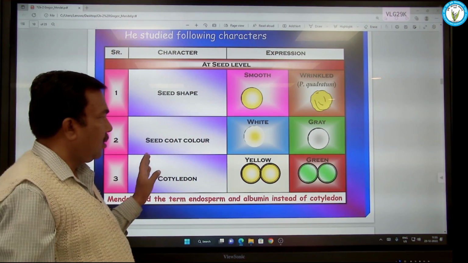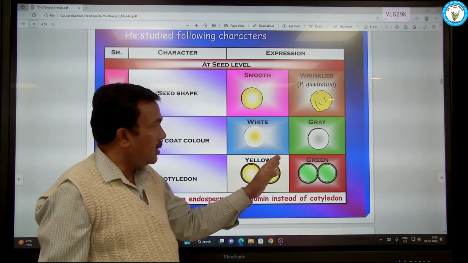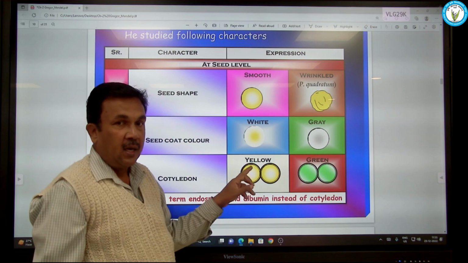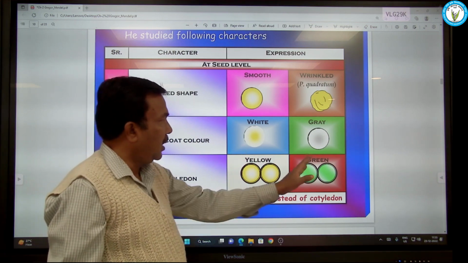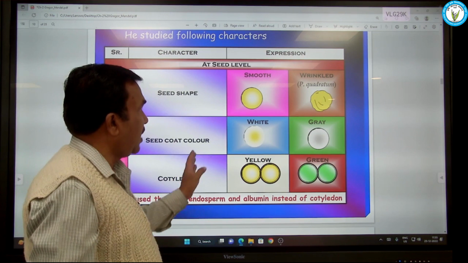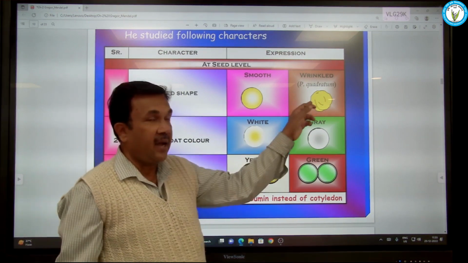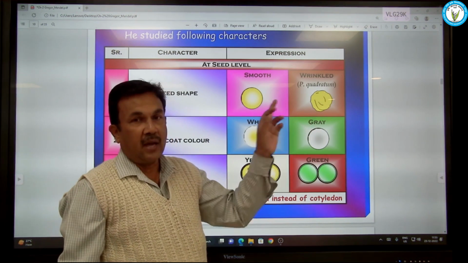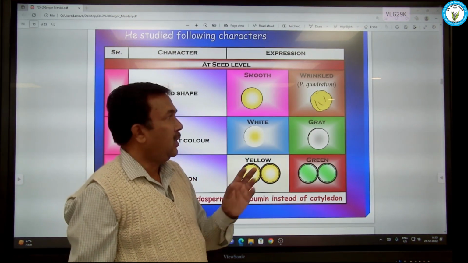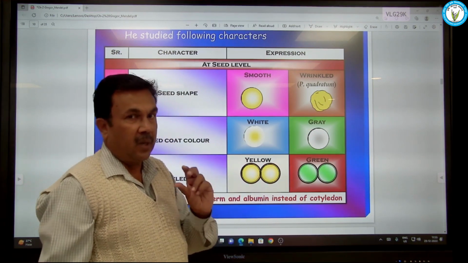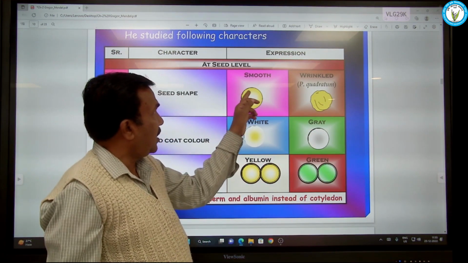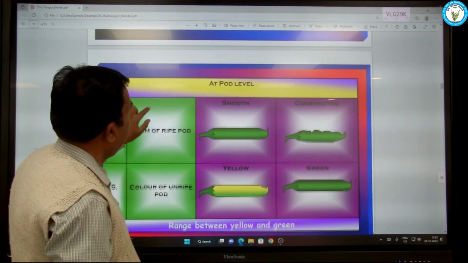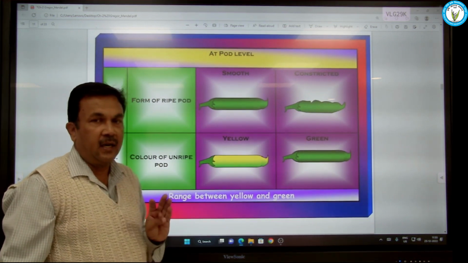At cotyledon level, he studied yellow cotyledon and green cotyledon. Cotyledon is, when you remove the seed coat, the dal inside, its color. The dominant trait was yellow and the recessive was green. Here I want to inform you why wrinkling of the seed occurs. This is other than this topic, but you must know it. If it is a sweet pea, when dried it becomes wrinkled, whereas the starchy one remains hard and round when dried. So 3 characters he studied at the seed level.